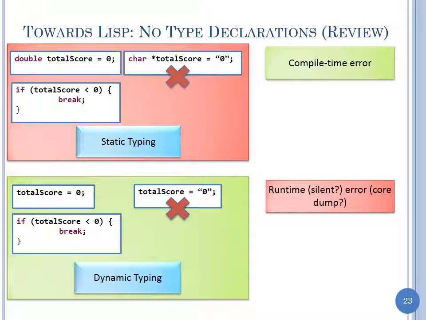Okay, so what else can we do that's different? Well, in both C and in Java, we tend to type identifiers, variables. Okay. And in Lisp, we don't do so. Okay, so rather than saying double total score equals 0, we just say total score equals 0.